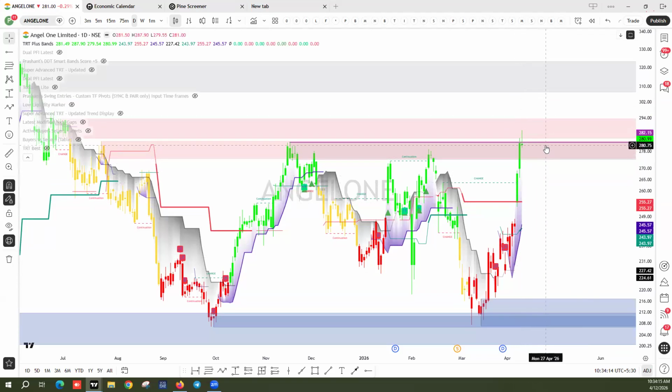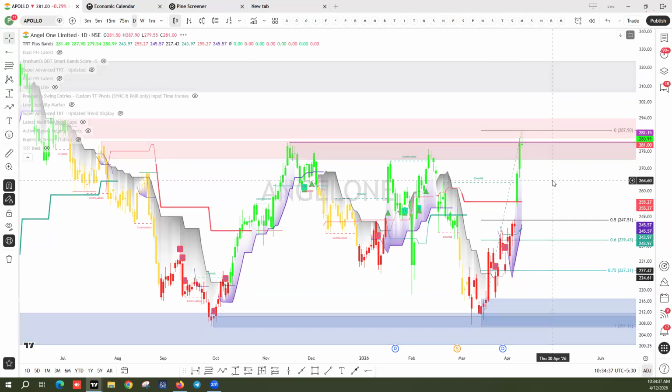I want some consolidation nearby so that it can give me a pause, some halt in the price action before a fresh breakout happens. And the best is to wait for a retracement. So I will wait for a retracement in this. I want some retracement entry. Only after that will I look for buying. Angel One.